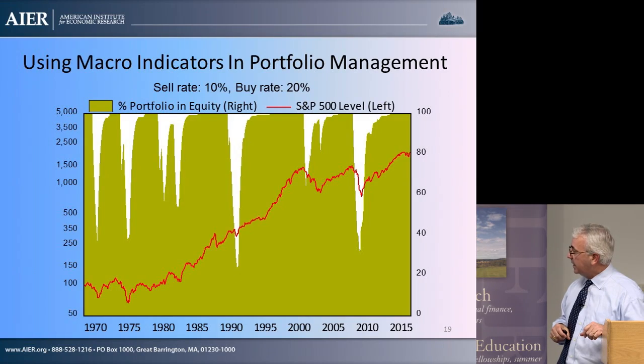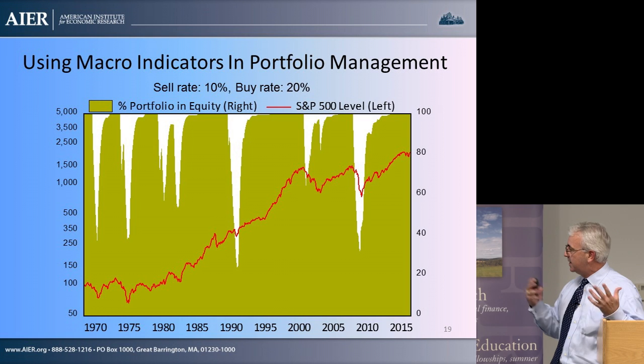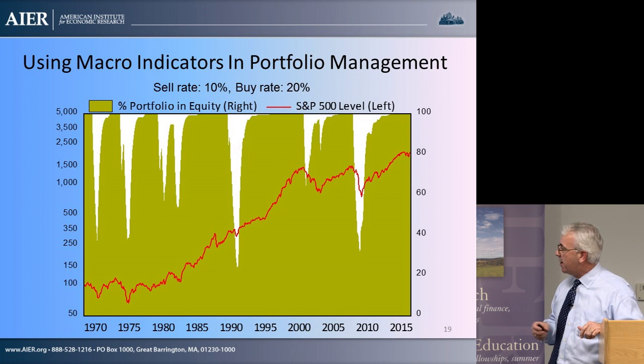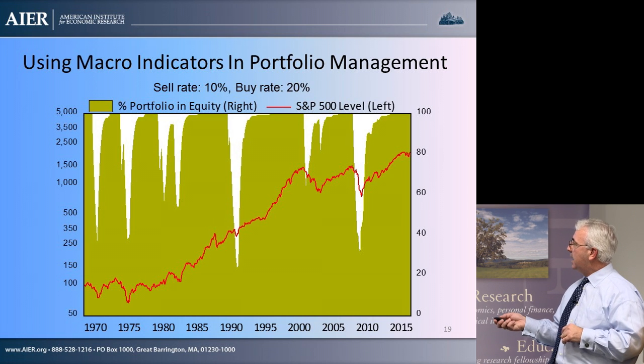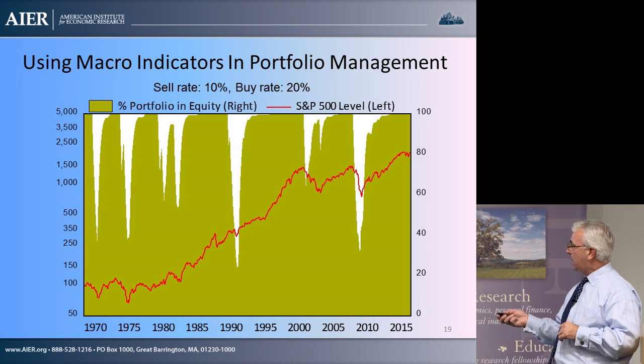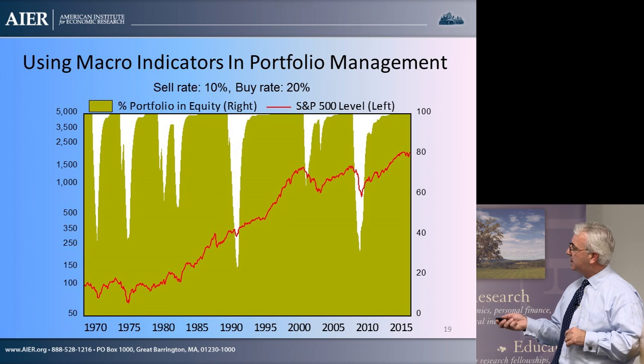Here's another way of looking at it. I apologize for the harsh color. It stands out nice and bright. So this is your equity allocation. If you think about your portfolio over time, the percentage of your portfolio in equity is on the right scale. So anytime the green's at the top, you're fully in equities. And these white times are when you're selling out and reducing your equity exposure and increasing cash.